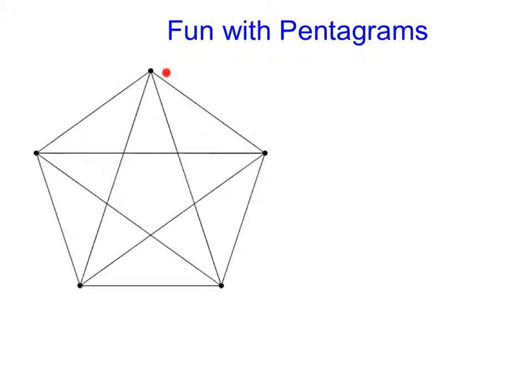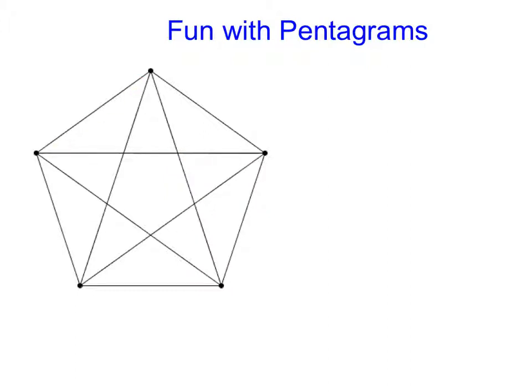So we're going to start with a regular pentagon and construct diagonals, and you can see that it creates a smaller pentagon in here. I'm going to try to figure out the ratio of this side to one of the original sides, effectively the scale factor.